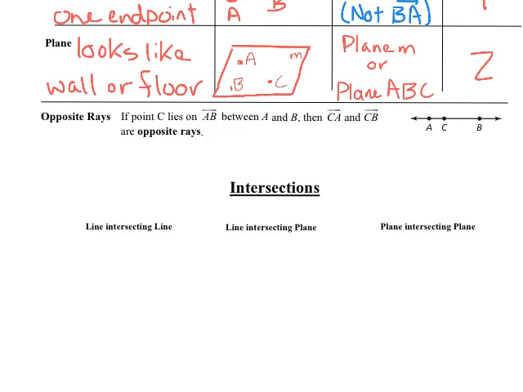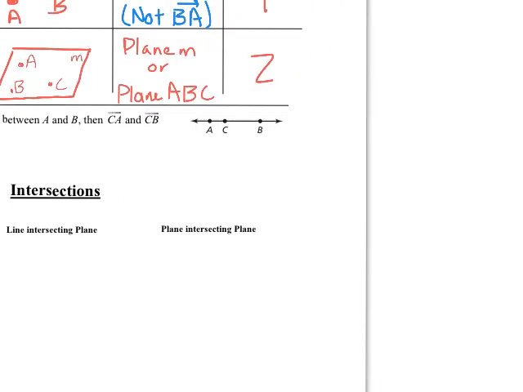Okay, let's put a non-example over here. Those are not opposite rays. Those are not opposite rays because they do not lie on the same line. A and B are not points that lie on the same line here. Do you get the difference? A and B have to lie on the same line for CA and CB to be opposite rays.